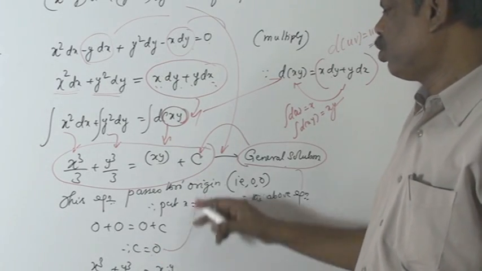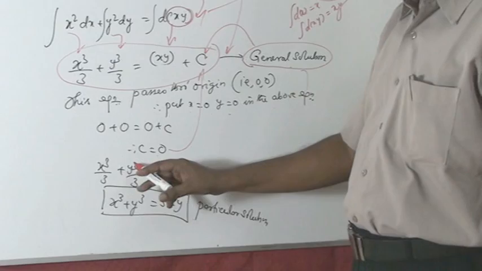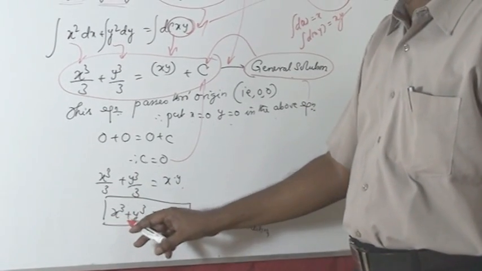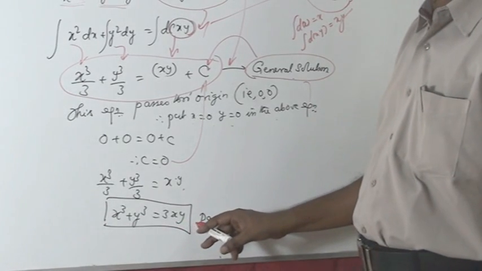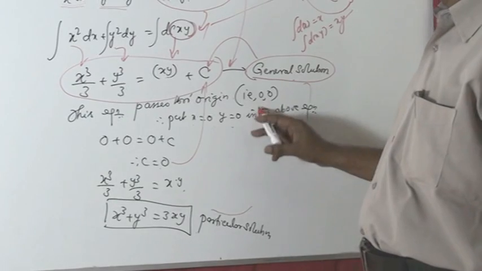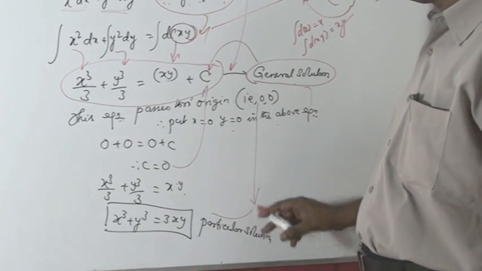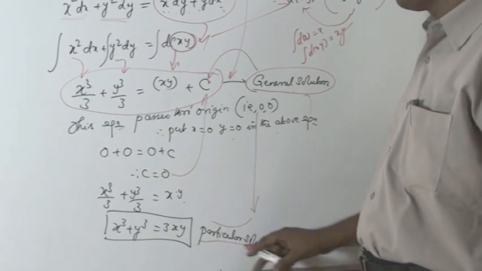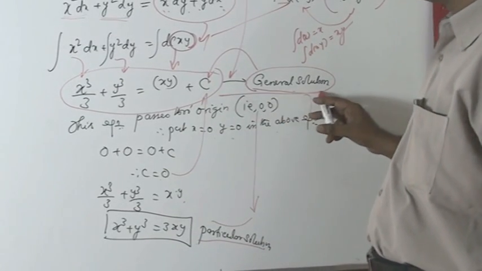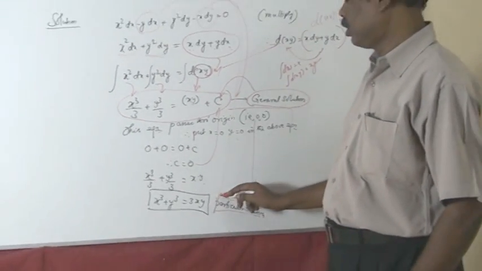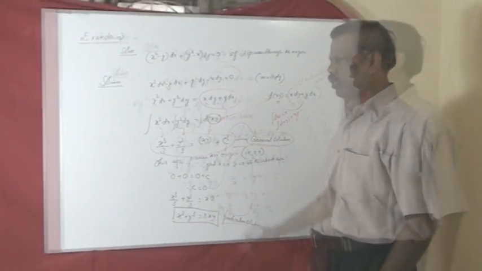So substituting c is equal to 0 here, we will get x cube by 3 plus y cube by 3 is equal to xy. On reducing this, we will get x cube plus y cube is equal to 3xy. So what is the c value? 0. So this is called a particular solution. For a particular value of x and y, we are getting a particular equation. So this is called a particular solution, whereas the earlier one is called a general solution. So the particular solution for this differential equation is x cube plus y cube is equal to 3xy.